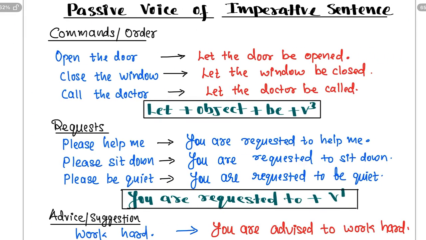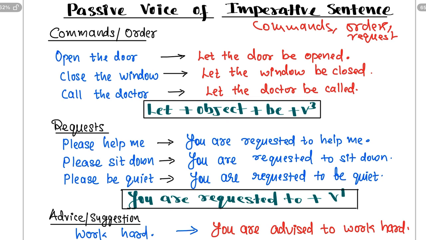Let us move to the next type of sentence, that is imperative sentence. So how do we change an imperative sentence into passive voice? So what are imperative sentences? Imperative sentences are sentences that express commands, orders, or requests, you can say advice, you can say. These all are imperative sentences. So imperative sentences are changed differently into passive voice.